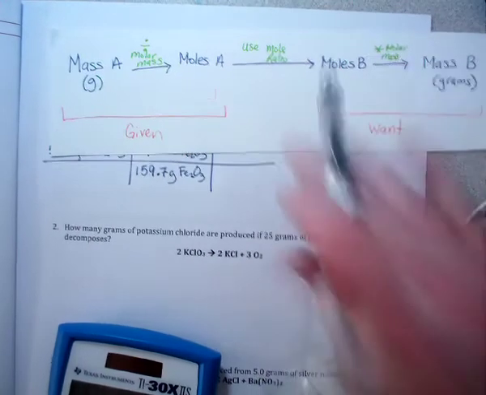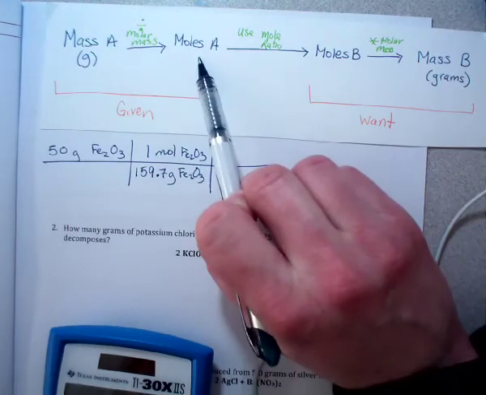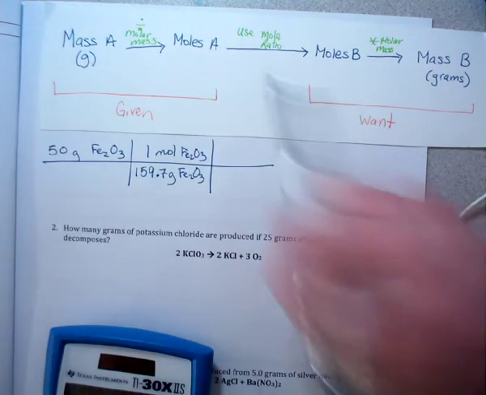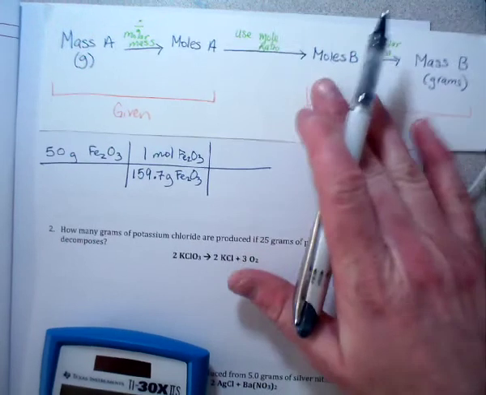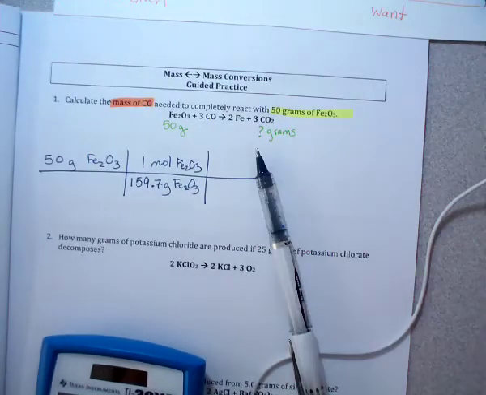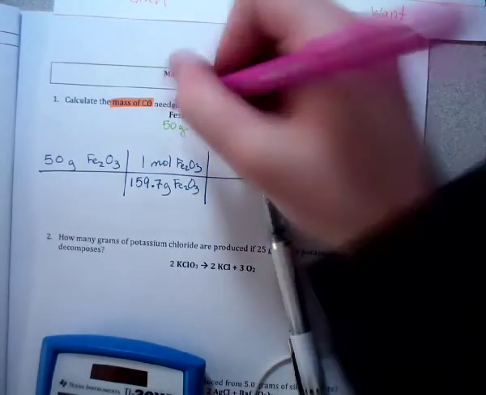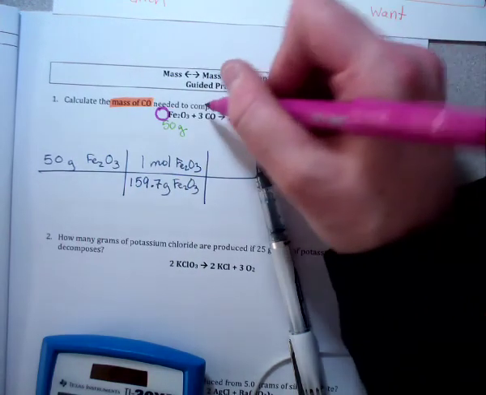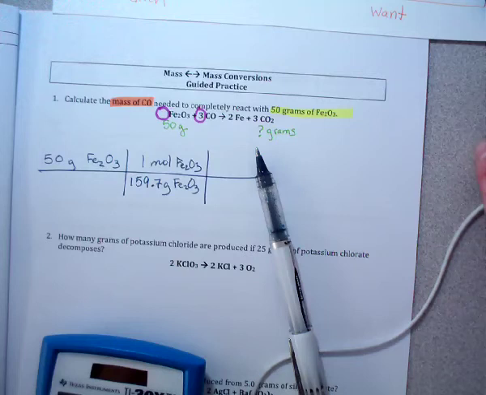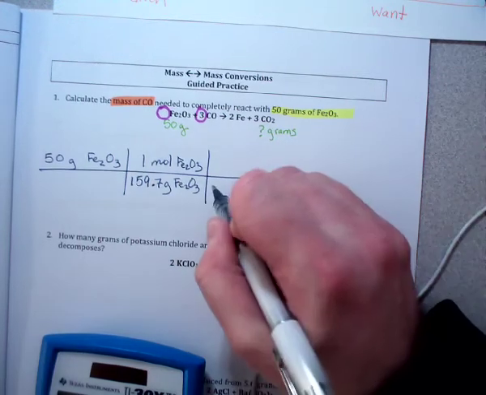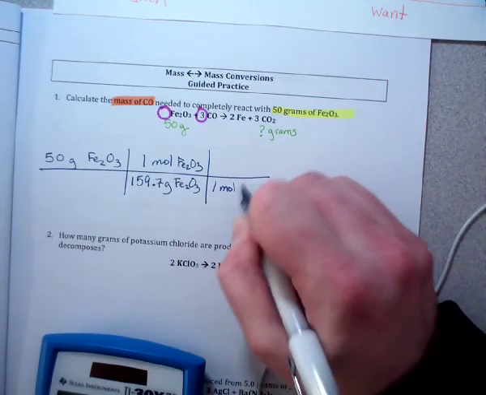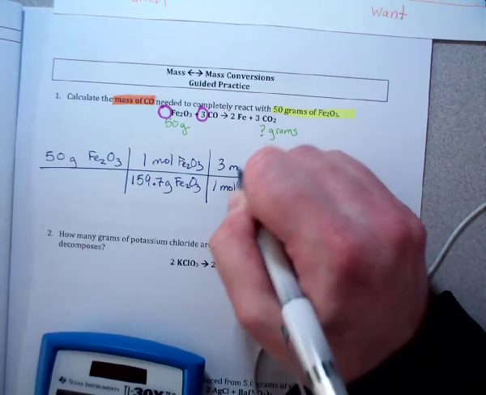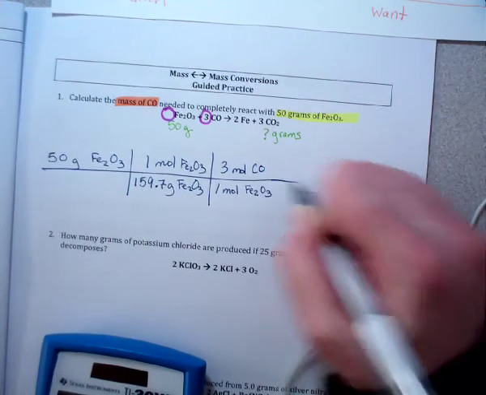At this step in my mole road, I'm at moles of iron 3 oxide, and I want to turn that into moles of carbon monoxide. For that, I need my mole ratio, and those numbers come from the coefficients in my balanced equation. There's a 1 in front of the iron 3 oxide, and there's a 3 in front of the carbon monoxide. 1 mole of iron 3 oxide needs 3 moles of carbon monoxide to react.